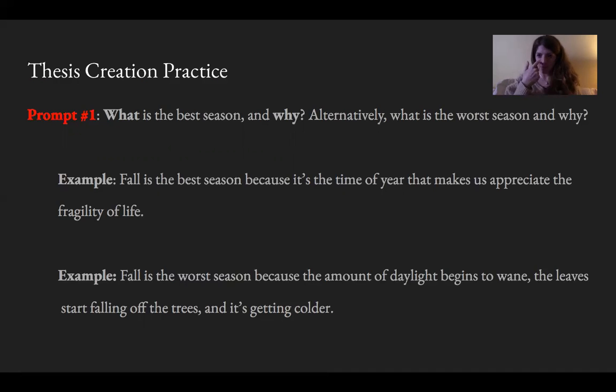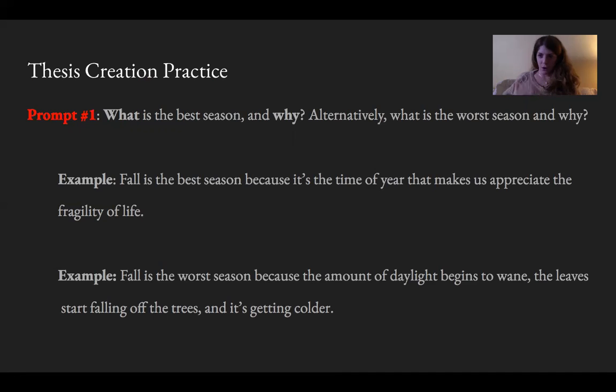Alternatively, some people might choose to answer, what is the worst season and why? So if I were going to make an argument in response to this prompt, if I was going to create a thesis in response to this prompt, I might say something along the lines of, fall is the best season because it's the time of year that makes us appreciate the fragility of life.